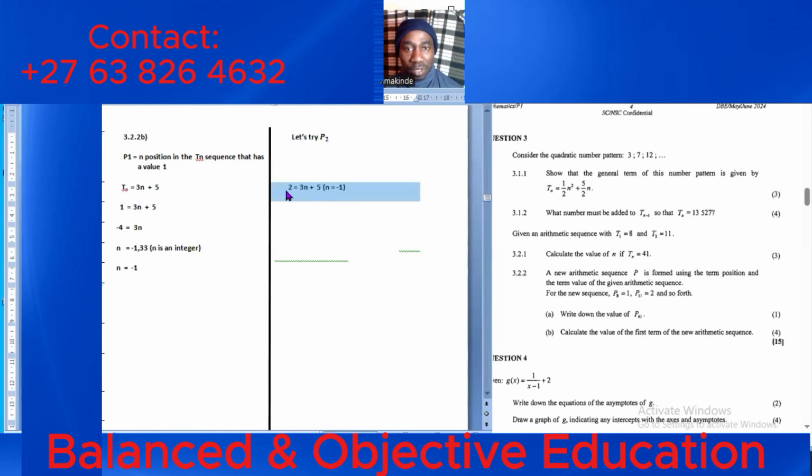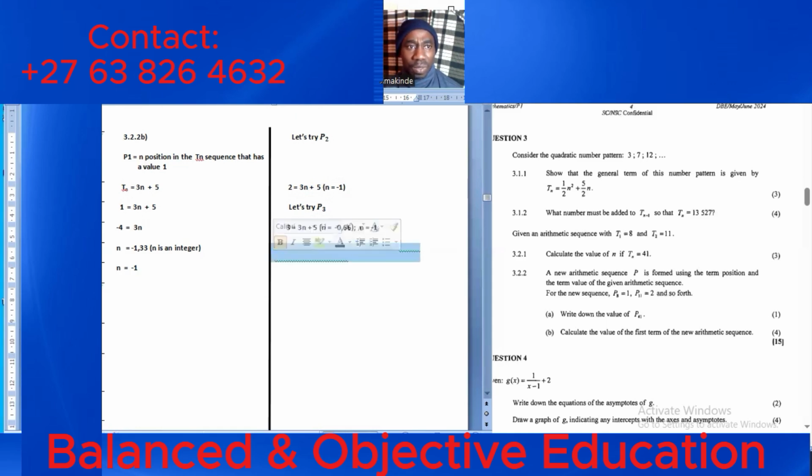If we make Tn 2 for the second term, P2, and solve for the value of n, if we take this plus 5 to the other side, it becomes 2 minus 5, which is negative 3. And if we make n the subject, n will be equal to negative 1. Now, let's try the third term, P3. For P3, we make Tn equal to 3 and we solve for n. So n would be equal to negative 0.66. If we approximate that to the nearest whole number, we have n equals negative 1.